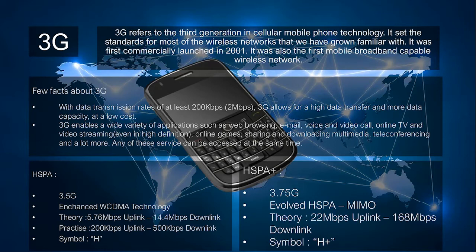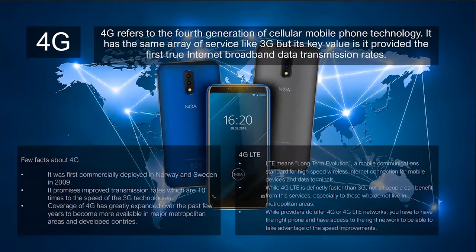H plus symbol in mobile network term represents HSPA plus or 3.75G network. 4G. 4G refers to the fourth generation of cellular mobile phone technology. It has the same array of service like 3G, but its key value is it provides the first true internet broadband data transmission rate.